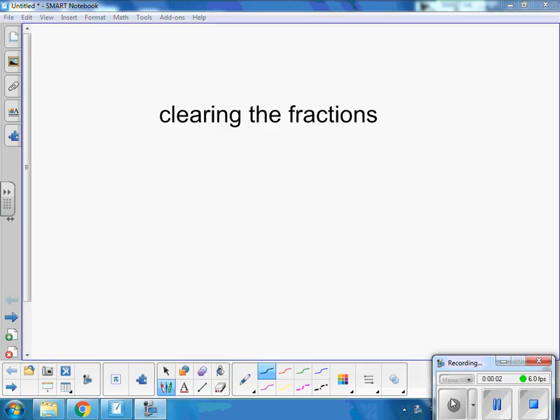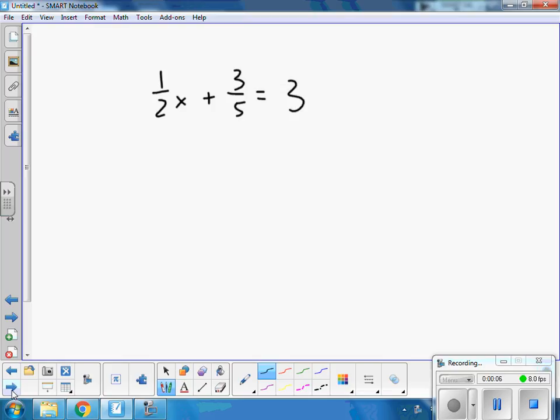Hey everybody, we're going to do a little clearing of the fractions exercise here. So when you're solving equations and you have some fractions in it, you don't want to be intimidated by that. You don't want to be freaked out or disturbed because that's not fun and that's hard to do math when you're disturbed.